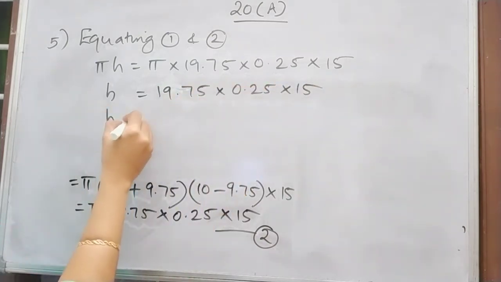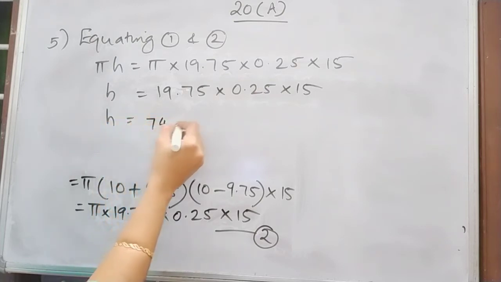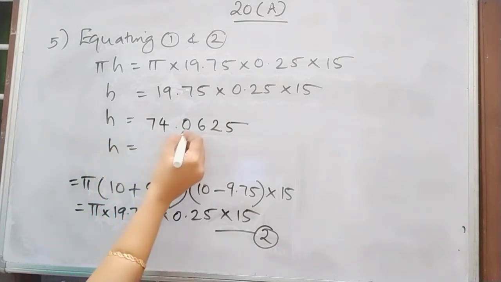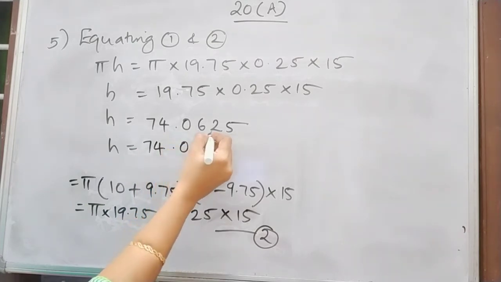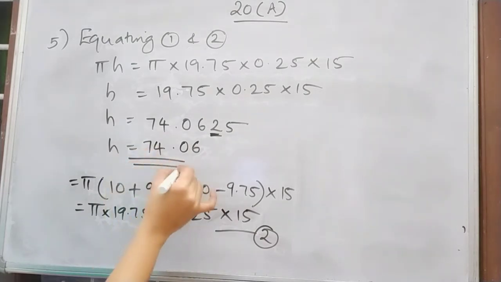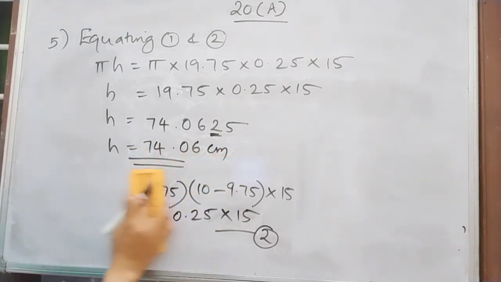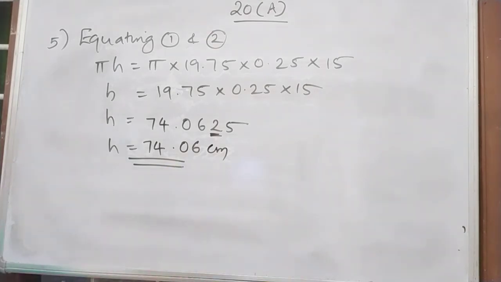So h we can write it as 74.0625. So h is equal to, after the decimal place we need only 2 places. So we can write it as 74.06. Why? Because 2 is less than 5, so we can avoid that. So 74.06 centimeter. So the height is 74.06 centimeter.